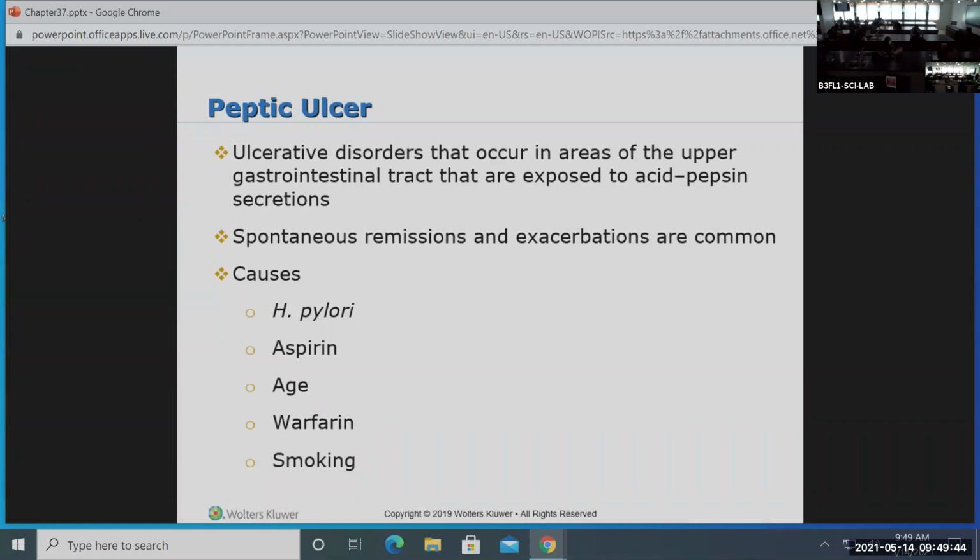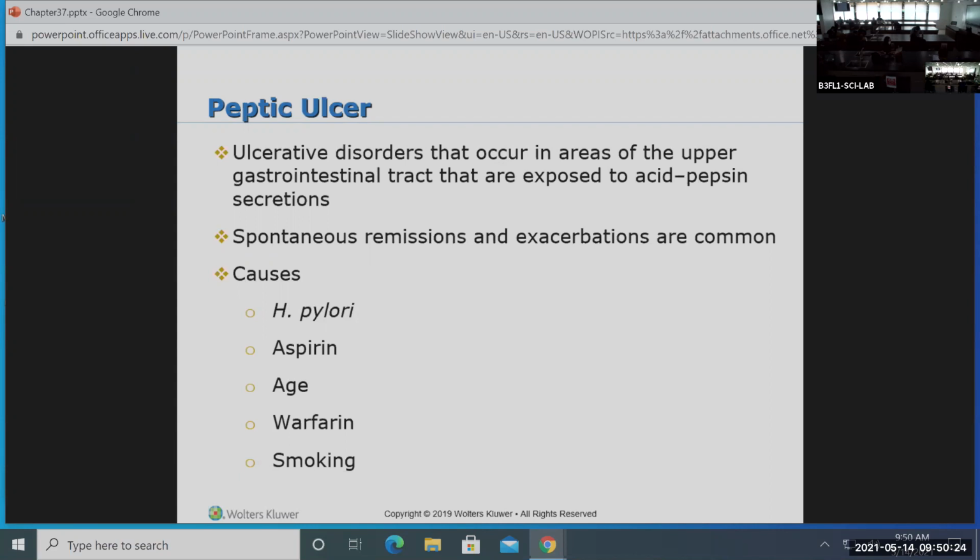Peptic ulcer. Okay, so peptic ulcer is an ulcerative disorder that occurs in the areas of the upper GI tract. I mentioned that one already. Upper GI tract. It might involve my esophagus, it might involve my stomach, it might involve my duodenum, which is the first part of the small intestine, that are exposed to acid pepsin secretion.